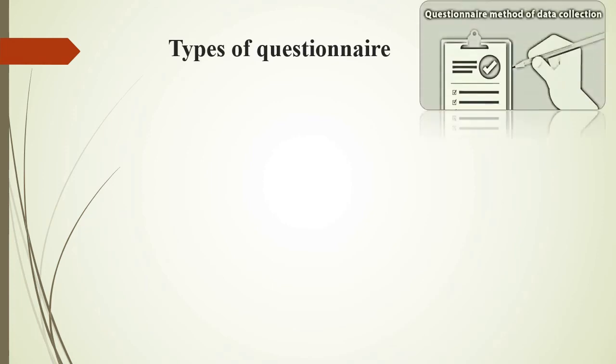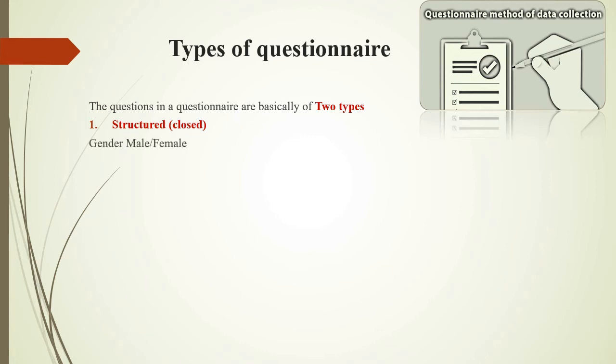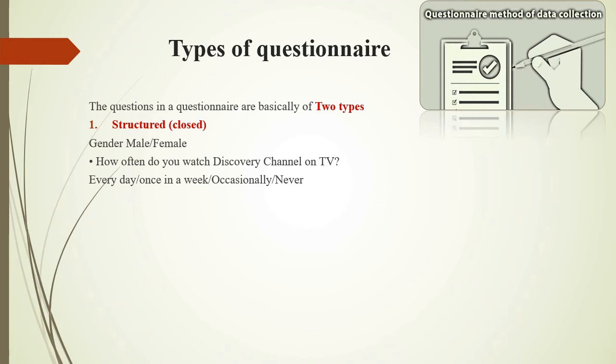Types of questionnaire. There are two types of questionnaire, and the questions in a questionnaire are basically of two types. One, structured or closed questionnaire. For example, gender, male or female. How often do you watch Discovery Channel on TV? So, the respondent can give the answer: every day, once in a week, occasionally, or never. So the closed type questionnaire can be easily scored, interpreted, and is more objective. Questions should be few in number and simple to be understood and answered. They should directly cover the information.